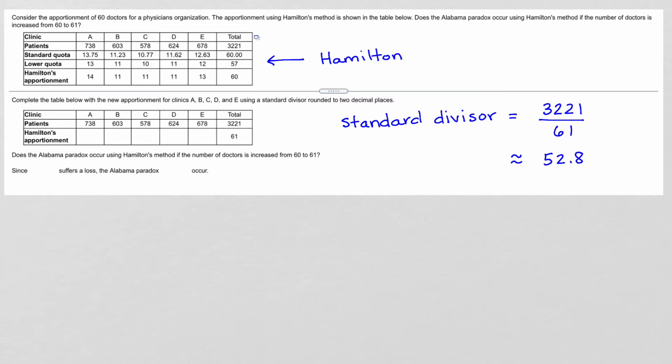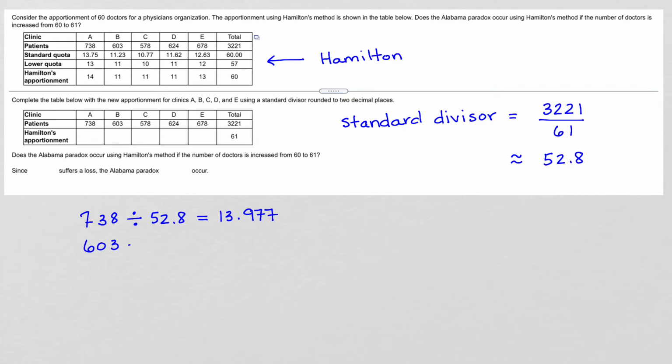So now I'm going to take each of the number of patients for each clinic and divide that by the standard divisor. So the first thing I'm going to do is take 738, divide by 52.8, and what does this give me? 13.977. And I'm rounding that to 3 places because that gives me enough places that if I have 2 that are close, usually that'll be enough to tell the difference between the 2. So now I'm going to go through and do that for each of the others.